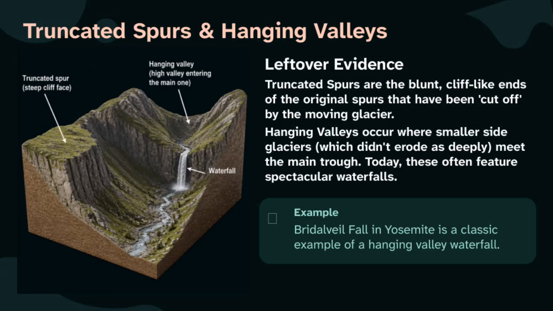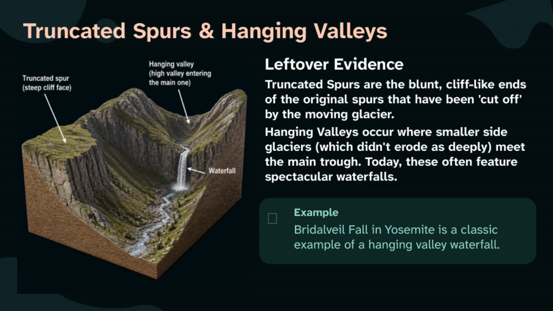Now let's look at two pieces of leftover evidence from valley glaciation. The first is a truncated spur. Before glaciation, rivers flow around interlocking spurs. But glaciers are much more powerful and rigid. When ice moves through a valley, it cuts off the ends of these spurs. The remaining blunt, cliff-like ends are called truncated spurs. The word truncated means cut short. So, a truncated spur is basically an interlocking spur that has been chopped off by glacial erosion.